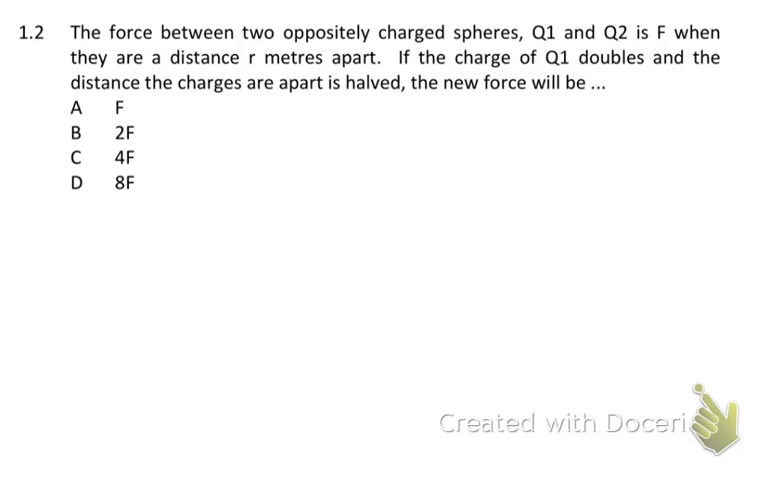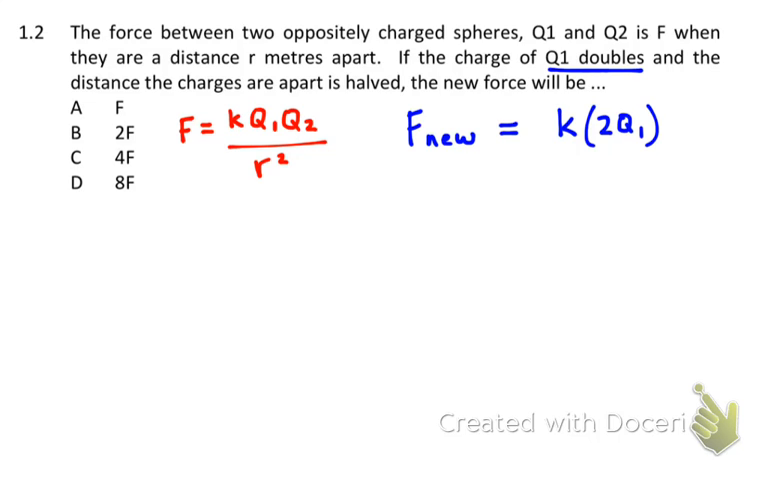Right, 1.2 is one of those ratio and proportion type questions. We're using the force between 2 charges, so we're using Coulomb's law. And F is K, Q1, Q2 over R squared is that expression. Now with the changes, we're then considering the new force, so we'll indicate that F new. K is the constant. We're told that Q1 doubles, and so the new force, the charge is 2 times Q1.